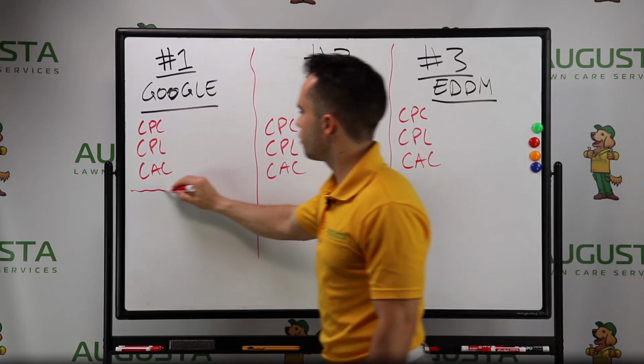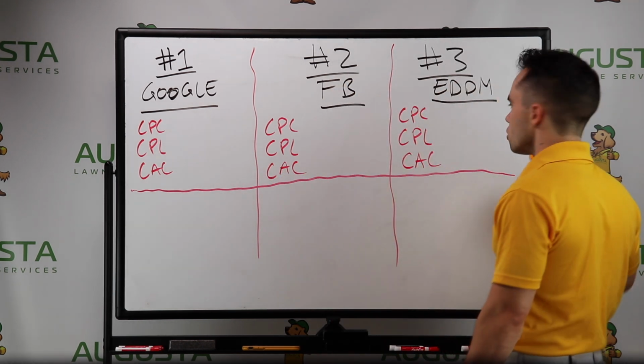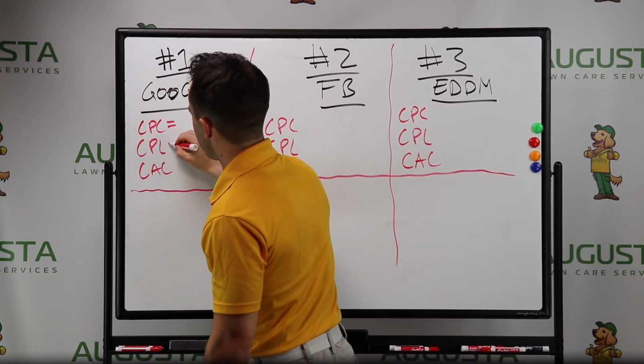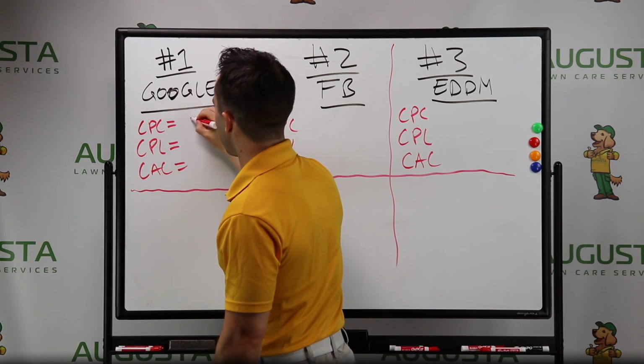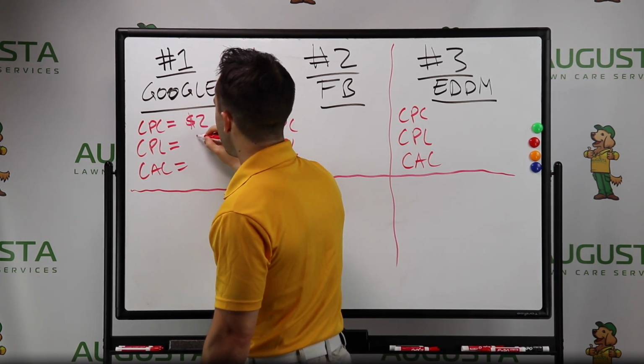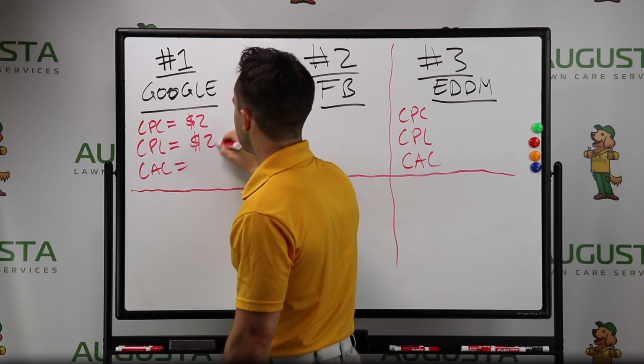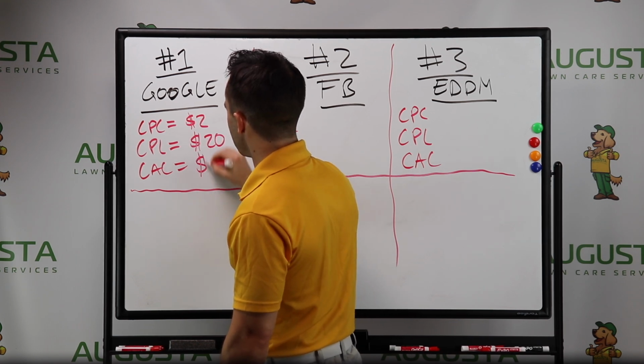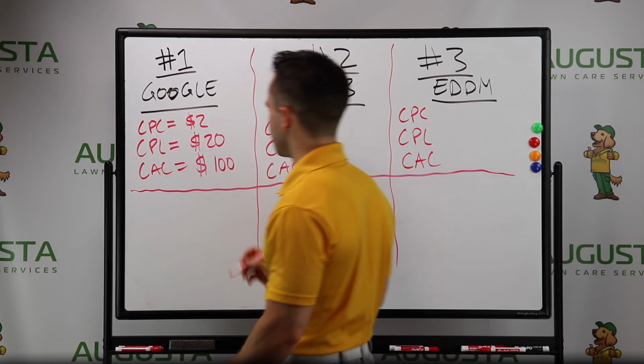These are the numbers that you need to know first, but it's not the entire picture. So let's go ahead and just throw in some numbers here for the sake of example. Let's assume that in Google, our cost per click is $2, our cost per lead is, let's say, $20, and we close 1 out of 5 of those, so our customer acquisition cost is $100.